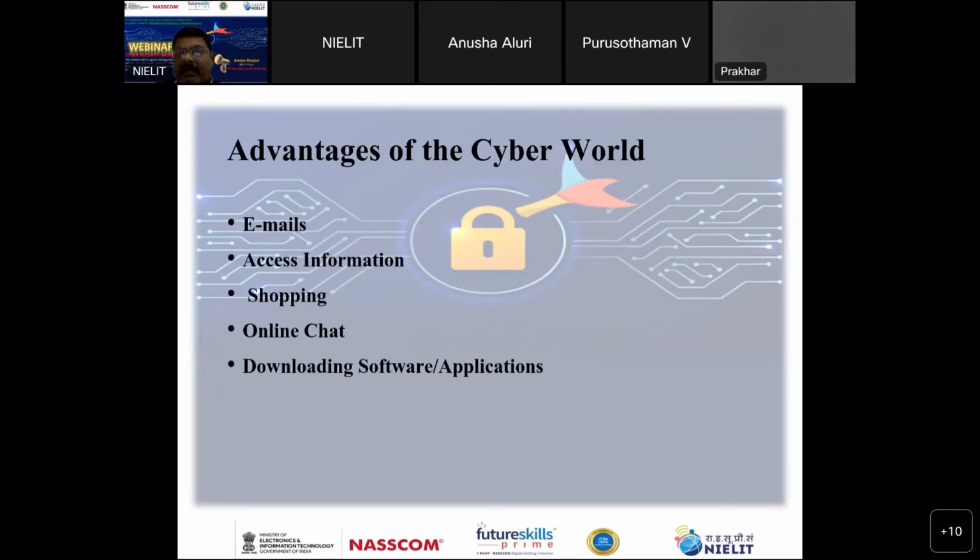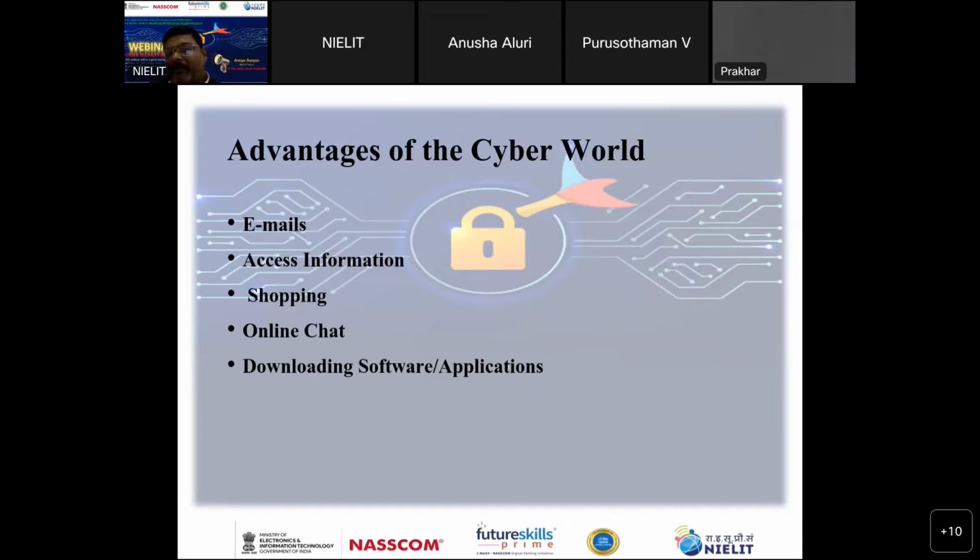Sometimes it took weeks or months, depending upon the place where we wanted to communicate. But once we entered the cyber world and started using the internet, email became the most important way of communication. With the help of email, we can send any information from one place to another friend within a fraction of a second.